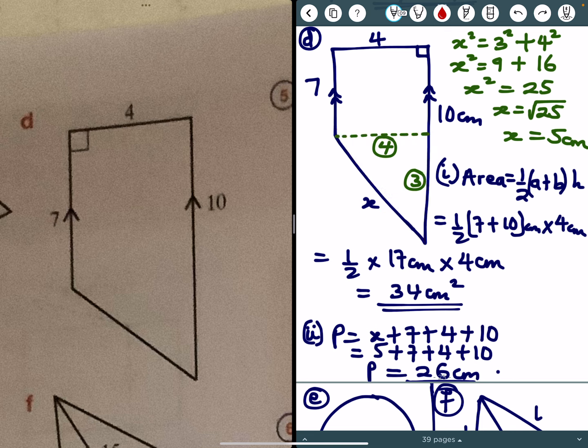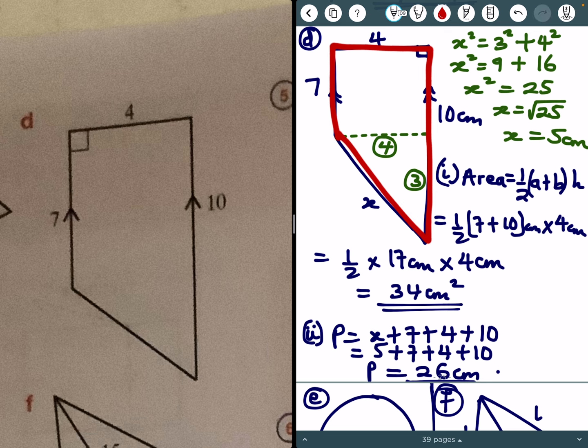So 3 squared plus 4 squared will give us x squared. That gives x squared as 25. x is square root of 25, which is what? 5. If you know your x as 5, you can easily get the perimeter of the what? Of the trapezium. The perimeter of the trapezium will be, start here, 7 plus 4 plus 10 plus 5.